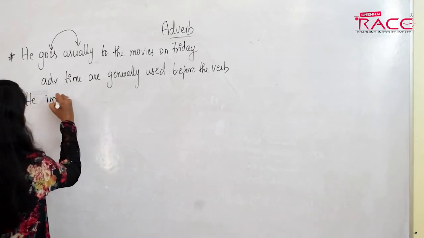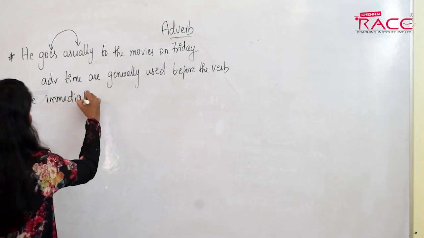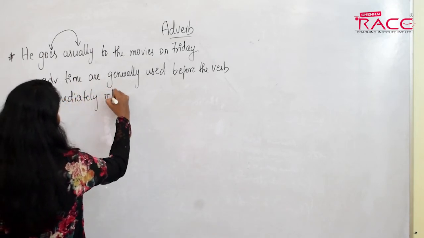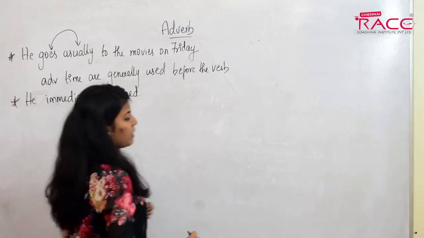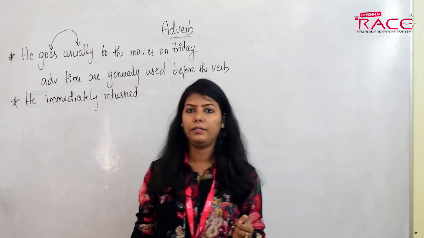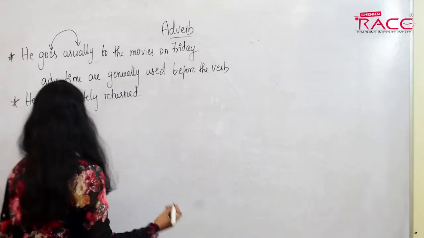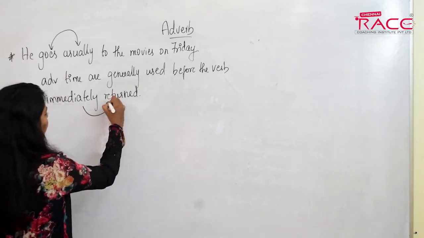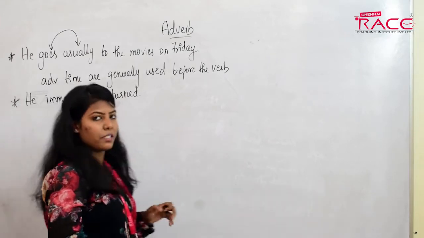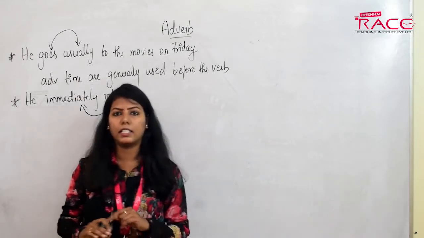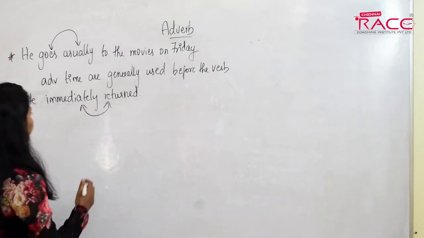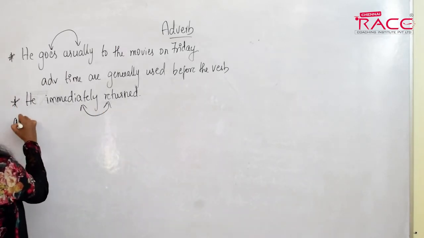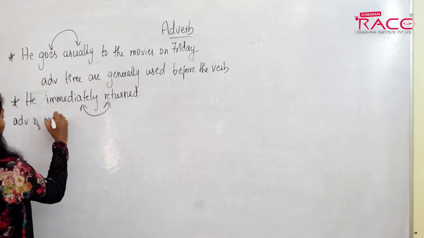He immediately returned, okay. So what is the error in this sentence? He immediately returned. What's the error here? He returned immediately, okay. He returned immediately must be the appropriate sentence. Here we have the adverb immediately, which is an adverb of manner.